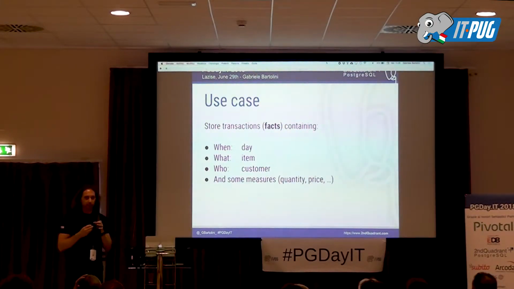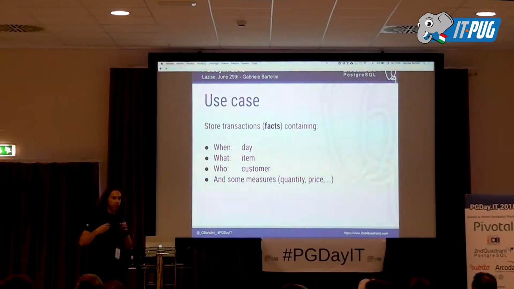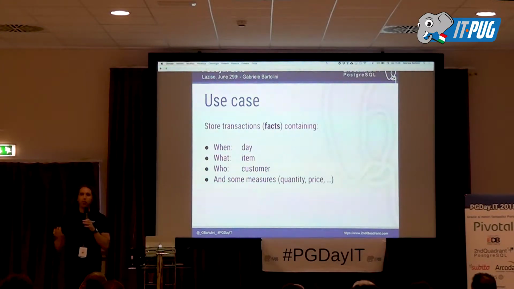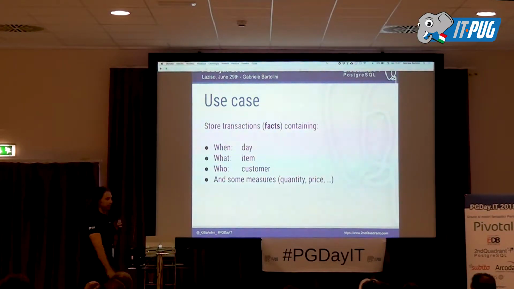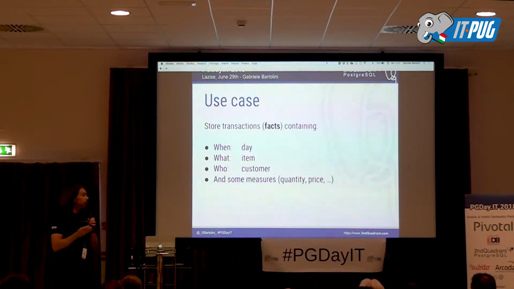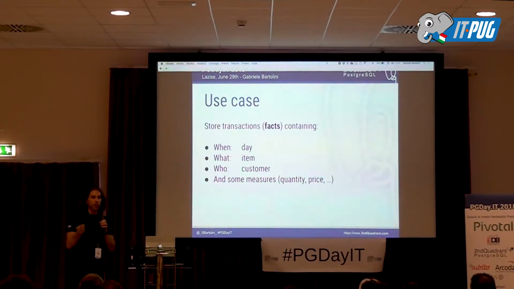A generic fact could be a sales transaction, it could be an HTTP request, it could be anything. And for those of you who are familiar with data warehousing, you might notice a similar term. Transactions will contain information about when that event happened, what that involved, and who requested that, as well as some measures. So for example, we will have the day, the item of the transaction, the customer who bought that, the quantity, the price, and other measures.